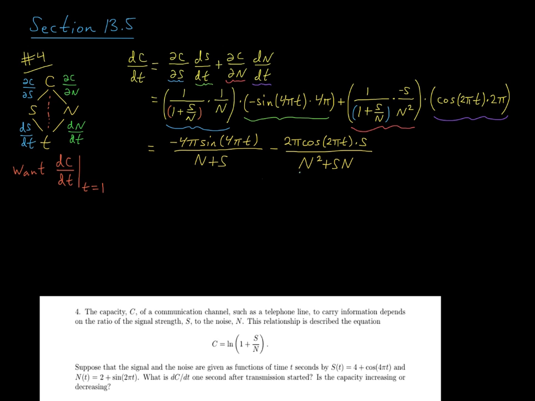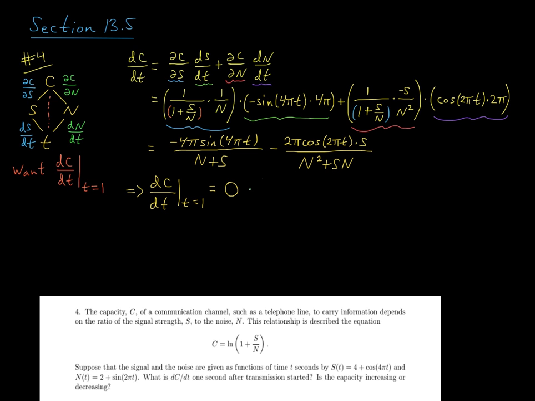Okay, now I could go ahead and combine all this if I wanted to, right? But that's going to be just too much work, okay? Instead, what I'm going to do is just plug in 1 for t, because this is really what we want, the derivative of c with respect to t, 1 second after transmission starts. And one thing that immediately jumps out, look, I'm going to get the sine of just 4 pi for this first term. And the sine of 4 pi is 0, so that's awesome. That whole thing will just drop out.